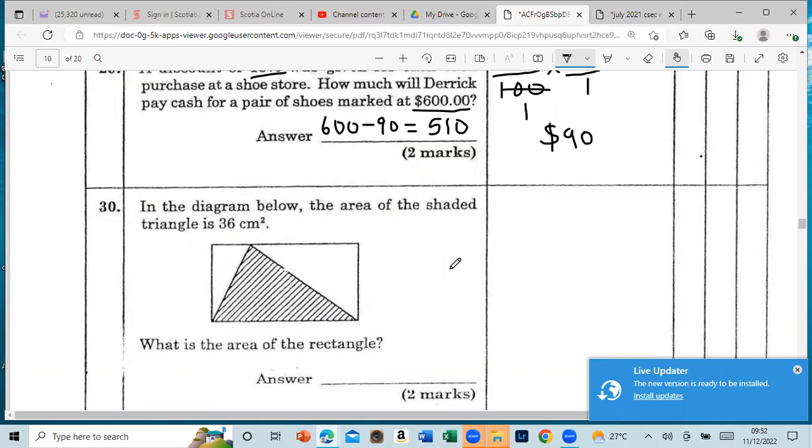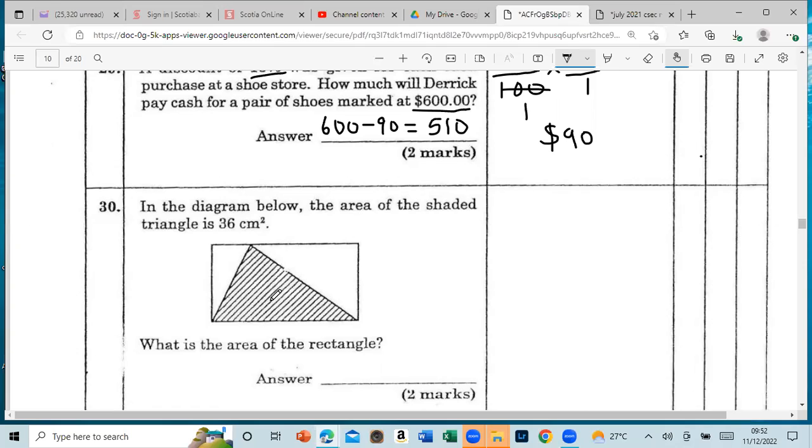6. Yes. You say 6. Remember, listen to what he said. He said in the diagram below, the area of the shaded triangle. So the triangle itself is 36. And they ask us what would be the area of the rectangle. Which would have a greater area? The triangle or the rectangle? The rectangle. So we know that it can't be below 36, right? That's the first thing.